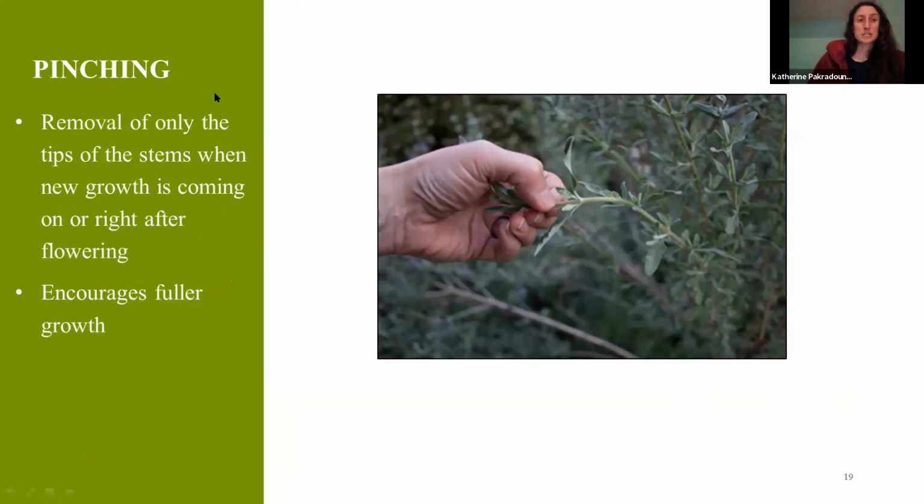So tip pinching. Tip pinching is a strategy whereby you take usually a young plant and you pinch off the tip right above a set of leaves or the leaf nodes. You can do this just when the new growth is coming in. And what it encourages is a fuller appearance. This is commonly done on sages. The image you're seeing here is a Cleveland sage.